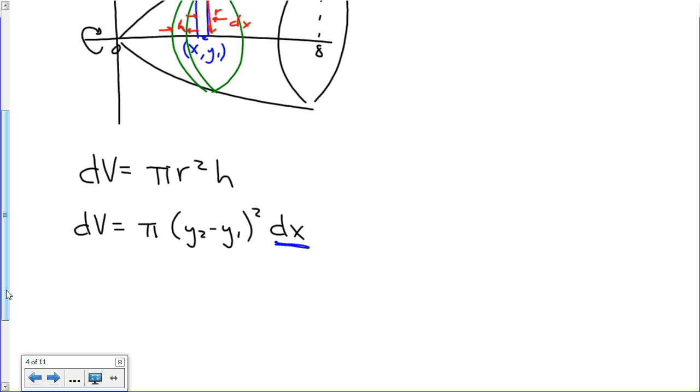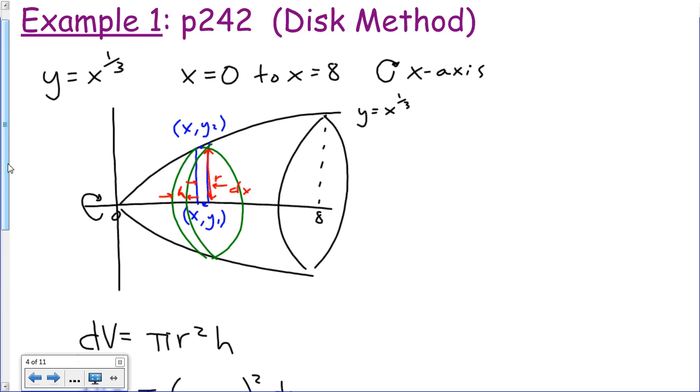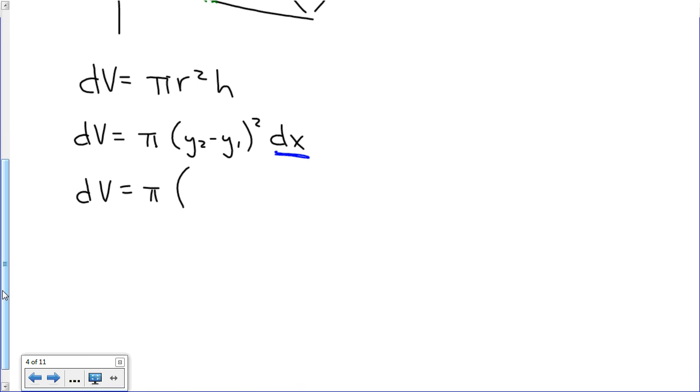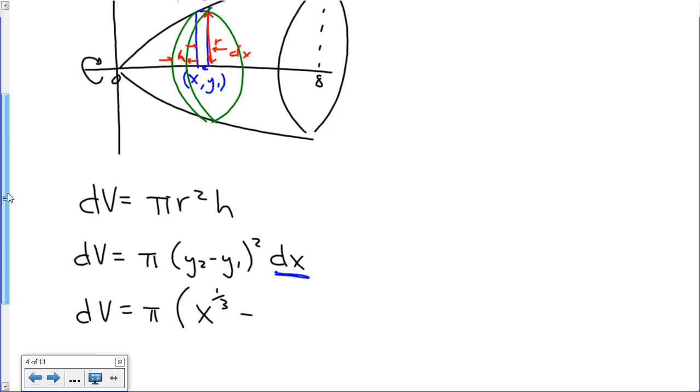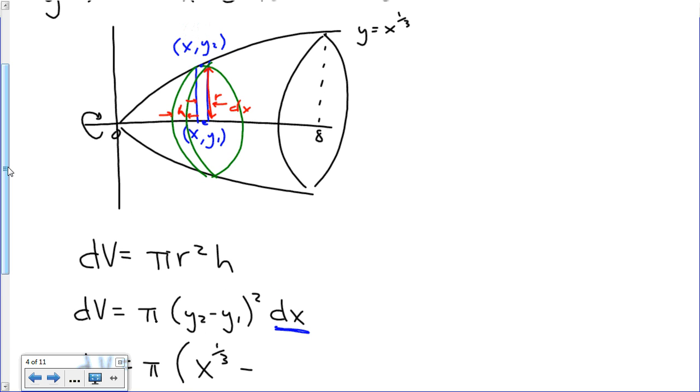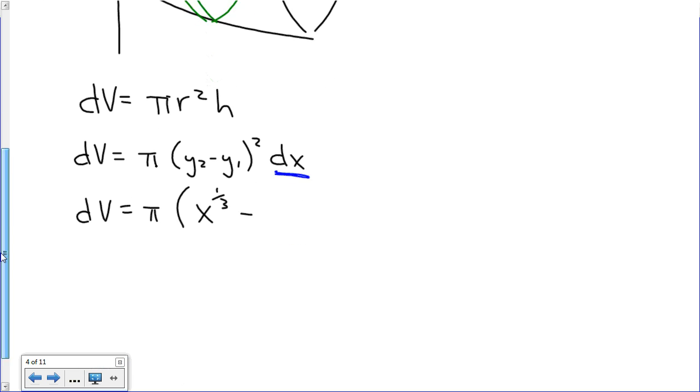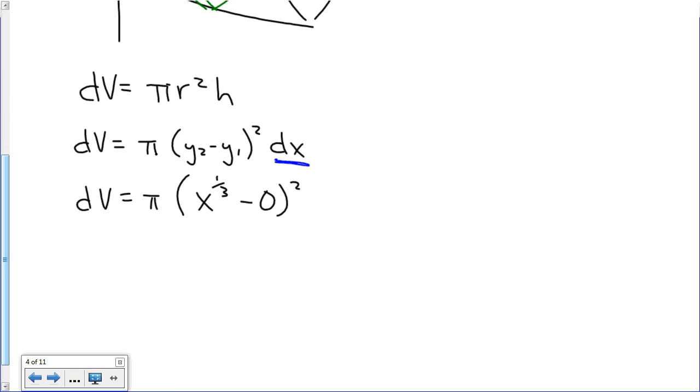and replace them with x's. So we have dV is equal to pi times, for y2, go back up to your sketch and look at where y2 is. y2 is on the curve, and on that curve, y equals x to the 1/3. So we're going to replace y2 with x to the 1/3. And then y1 is on your x-axis. The x-axis is where y equals 0, so we'll replace y1 with 0. And that's, of course, this radius squared times dx.